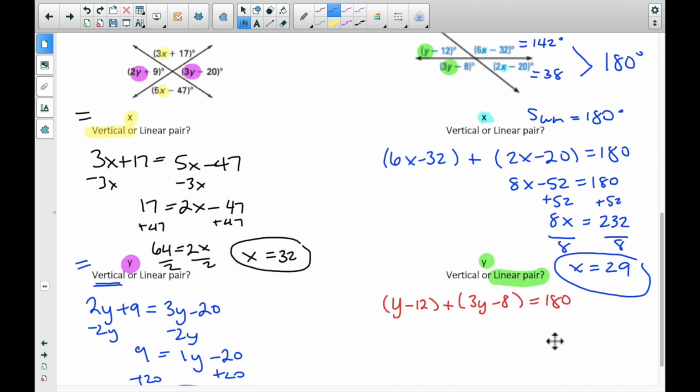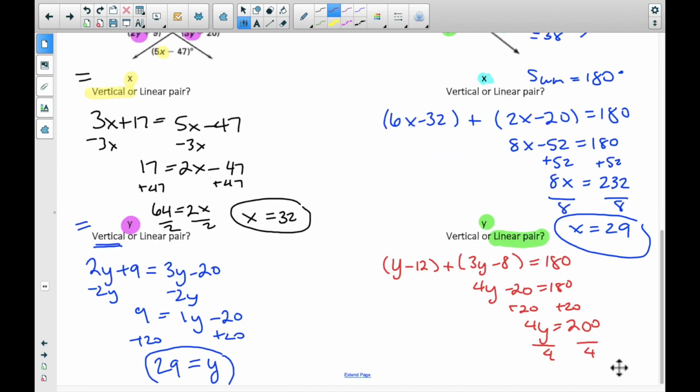So here's my equation. I'm going to add my like terms. Get 4y minus 20 is equal to 180. I'm going to add that 20 to both sides. So I get 4y equals 200. Divide by 4, I get y equals 50.